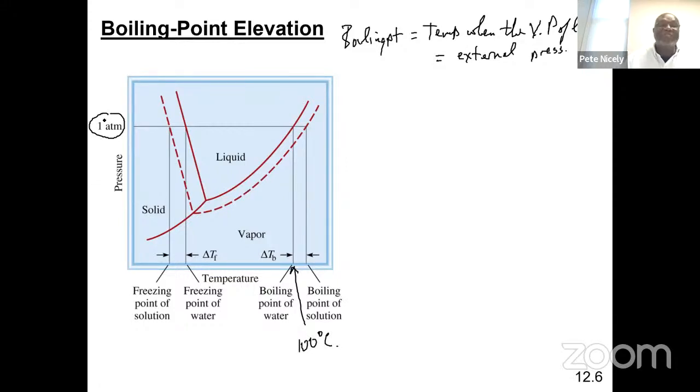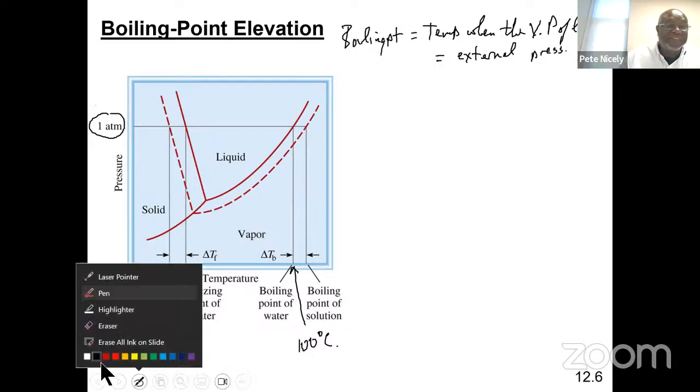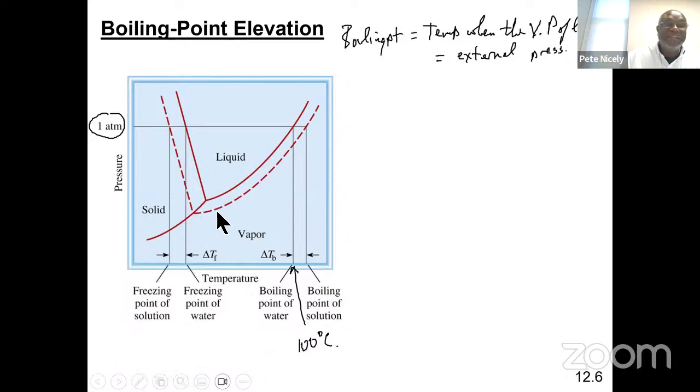Now, let's look at what happens when we add a solute to the solvent. If you remember what we discussed the last time, the vapor pressure of the solution will be less than that of the pure water. And that difference is represented by the dotted line right here. This is a dotted line for the solution, that is created when you add a solute to it. So if you think about the boiling point of water being here, let me go back to my pen function. If you think about the boiling point of water being here, right?